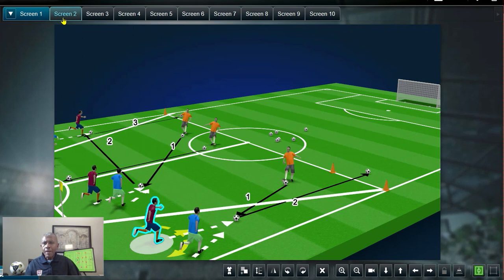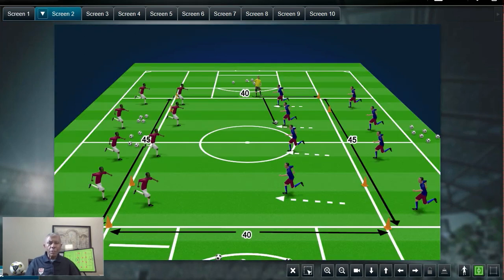Okay, let's go over here. I got something really good over here. Here we have a 40 yard by 45 yard area. Look at this, what we have over here. Look, we got 4v4. We're going to practice.